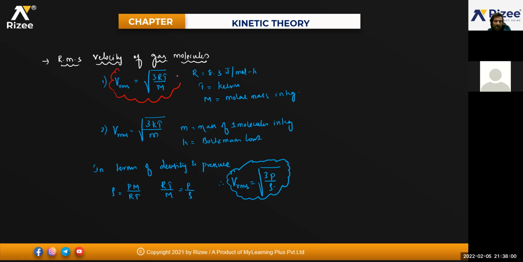Vrms is equal to the root of 3RT divided by molecular weight, or Vrms is equal to the root of 3kT divided by m, or Vrms is equal to the root of 3P divided by rho. Is that clear?